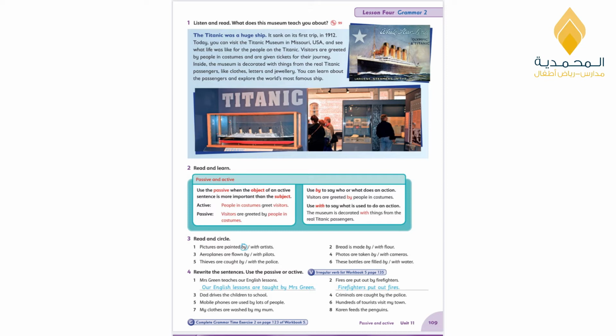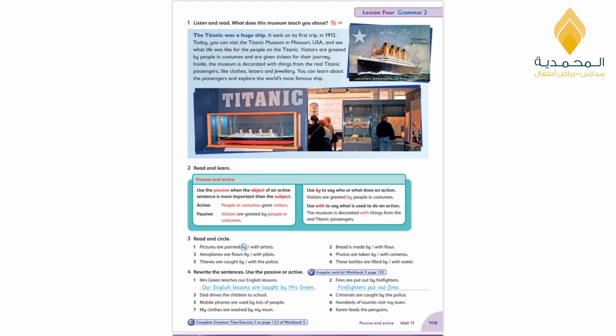Excellent! Use the passive when the object of an active sentence is more important than the subject. Look at this sentence. People in costumes greet visitors. Now in passive, visitors are greeted by people in costumes. So where is the subject? Excellent. People in costumes is the subject. Where is the object? Excellent, visitors. So, in the active sentence, we start with the subject. In the passive sentence, we start with the object.